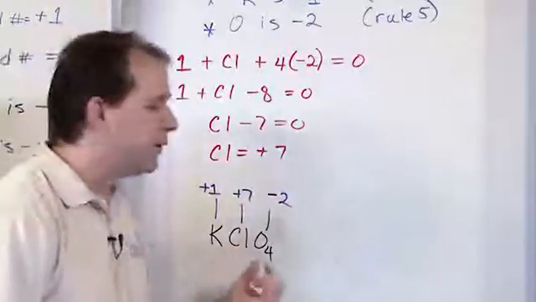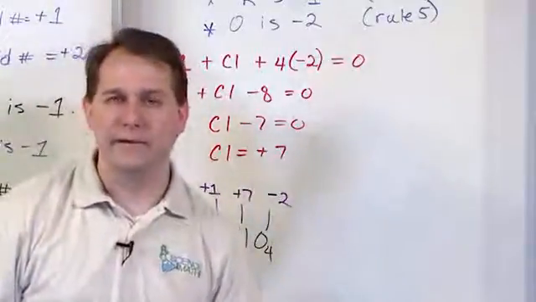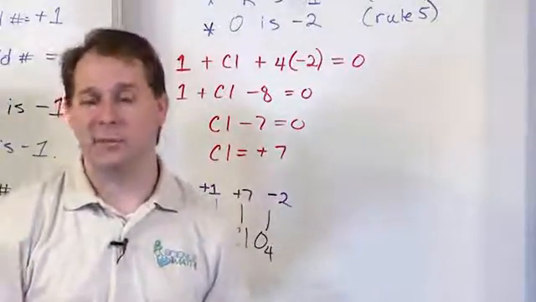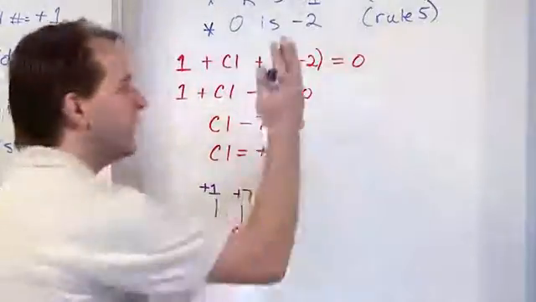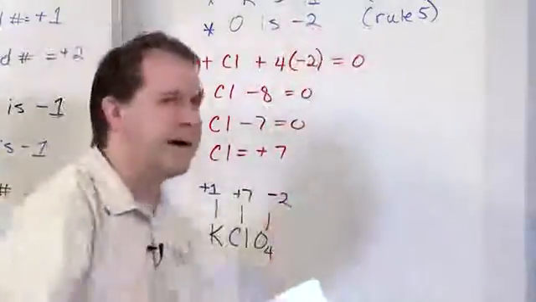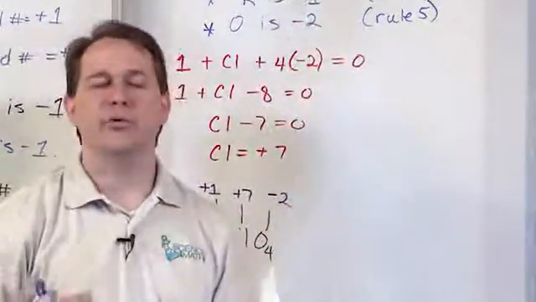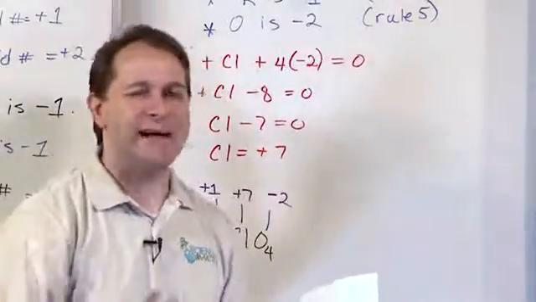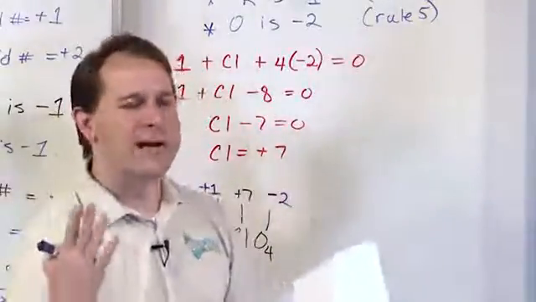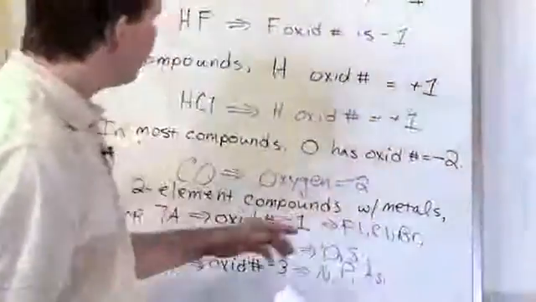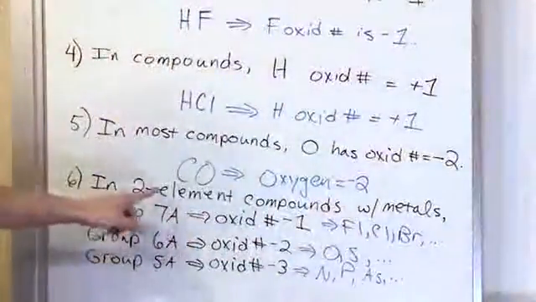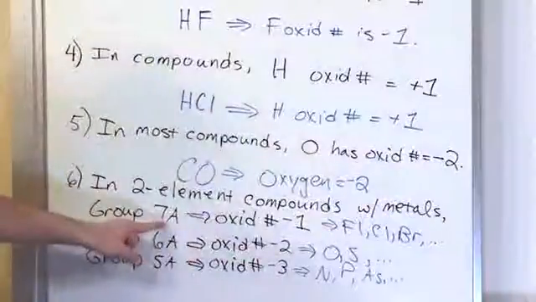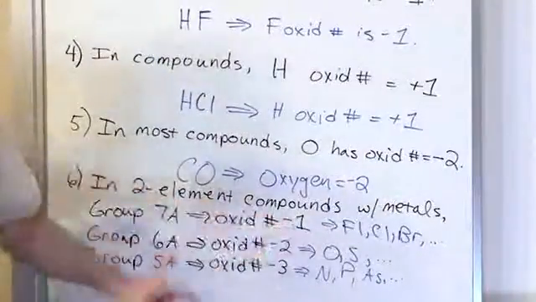We found that chlorine has an oxidation number of +7. That is nothing like what we would guess from looking at the periodic table. In the periodic table, chlorine sits way on the right-hand side, right by the noble gases. And in previous sections of this class, we've talked about how chlorine likes to have a charge of -1 because it's right next to those noble gases. In fact, we can see that down here in 2-element compounds with metals. Group 7A, which includes chlorine, likes to have a -1.